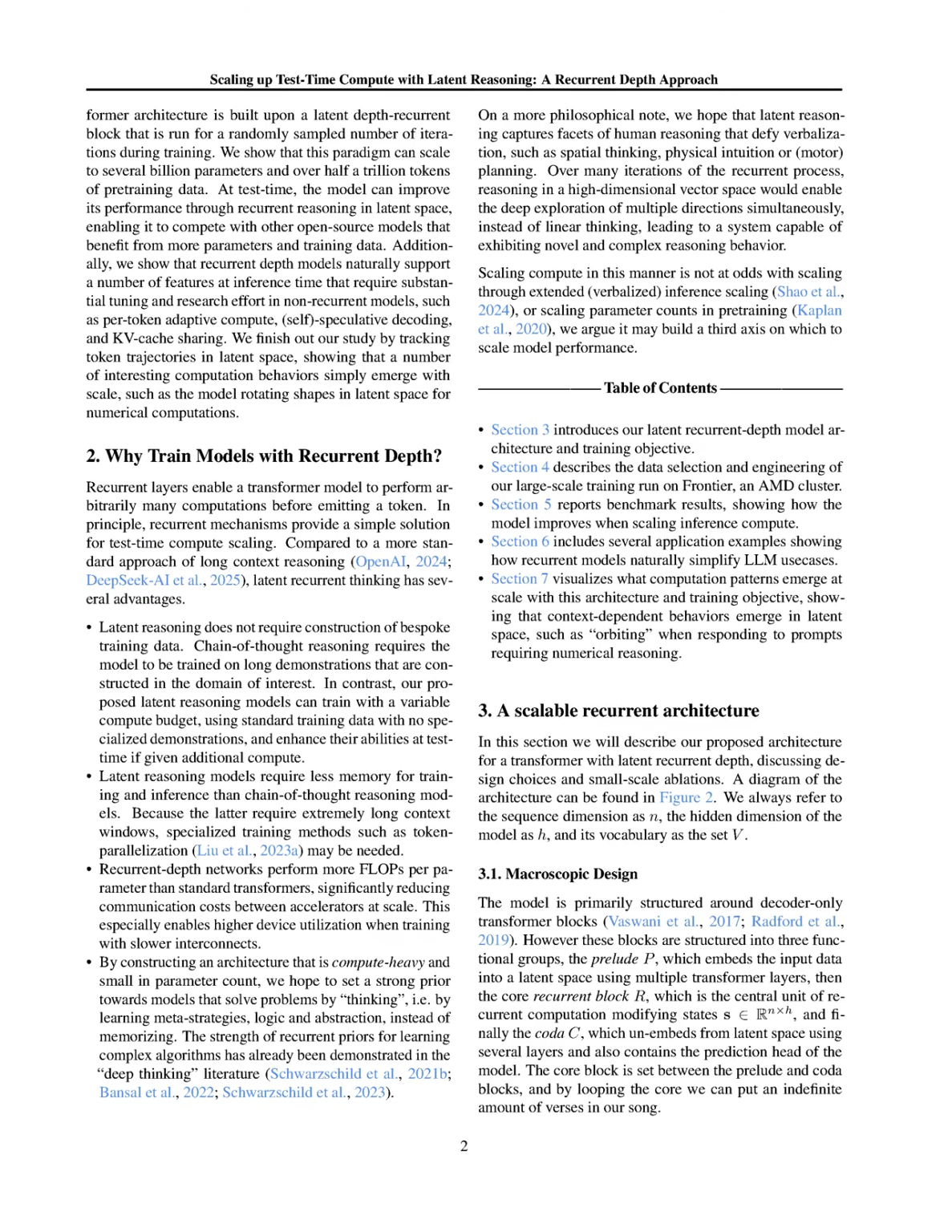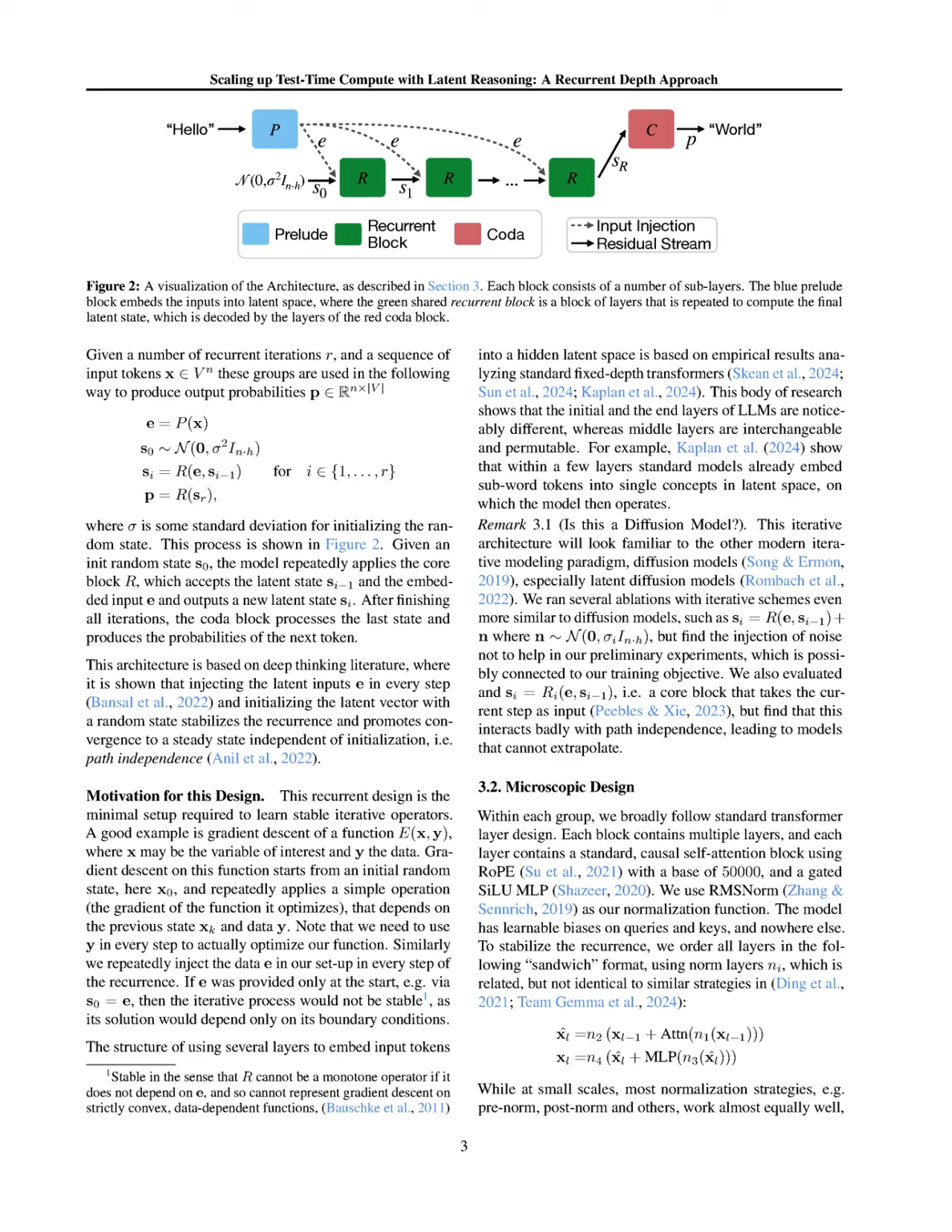The proposed algorithm begins with input token embedding, where the input tokens, X, are embedded into a latent space using a prelude block that applies multiple transformer layers, resulting in an embedded representation, E. Next, the core recurrent block, R, processes this embedded input iteratively. It takes the previous latent state, S_{i-1}, and the embedded input, E, to produce a new latent state, S_i, through a series of transformer layers.